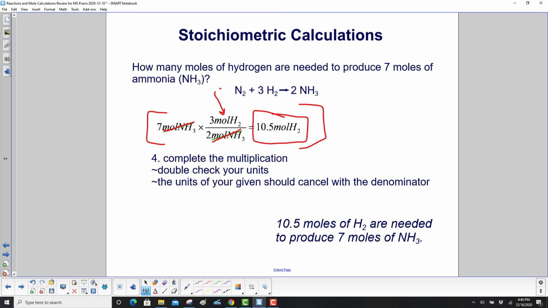Notice it does not have to be an integer. So we've completed the multiplication. Check your units. The units of your given should always cancel with that of the denominator. And then here's your answer. 10.5 moles of hydrogen are needed to produce 7 moles of ammonia.